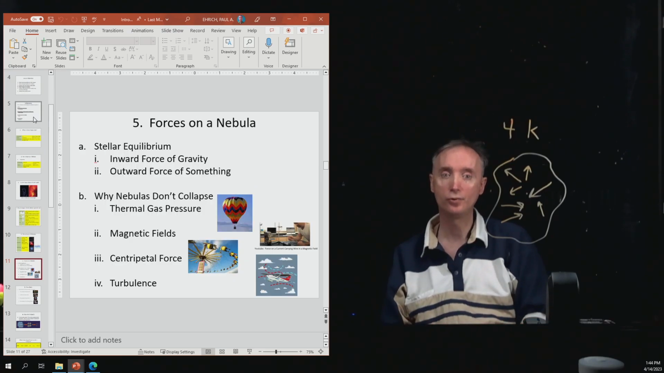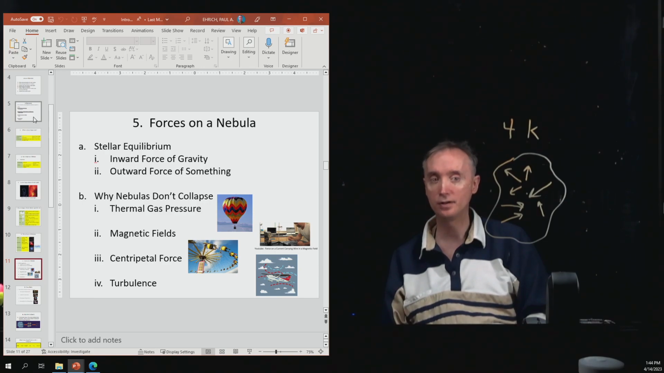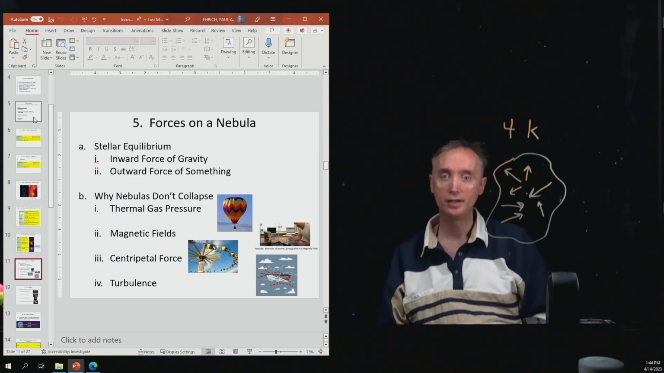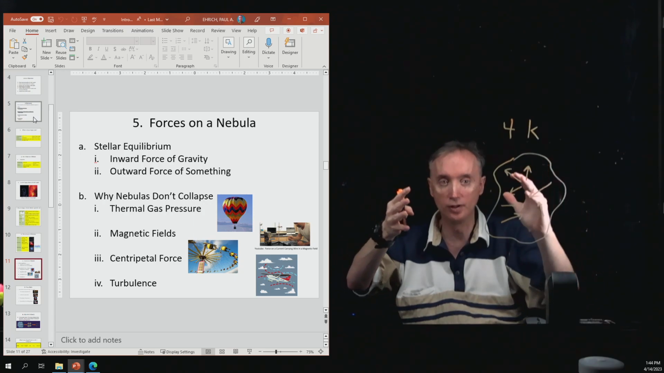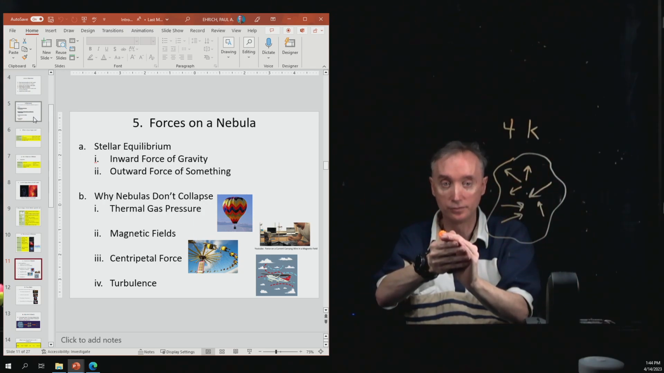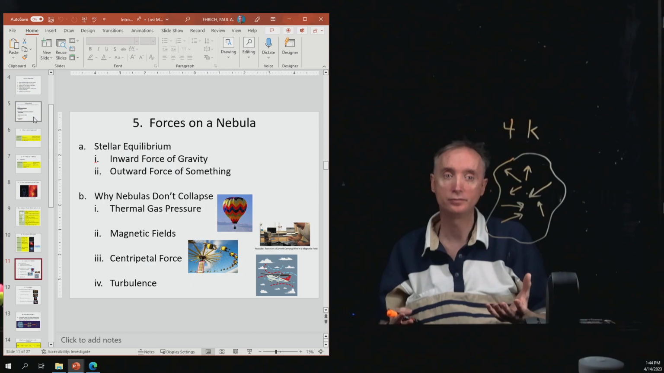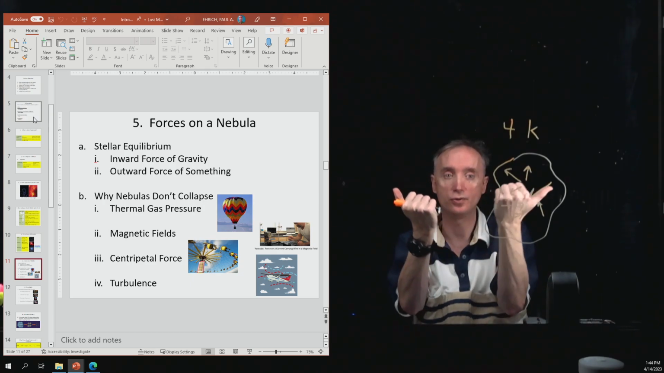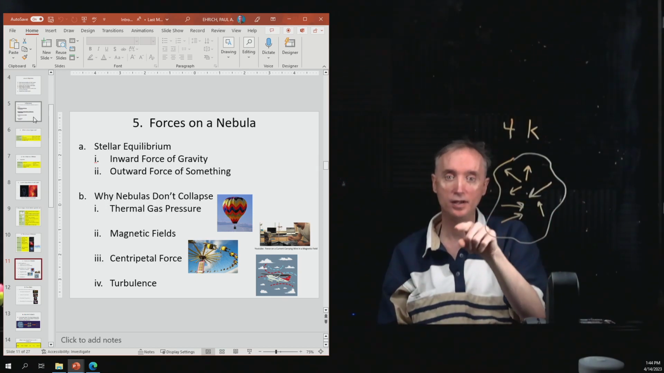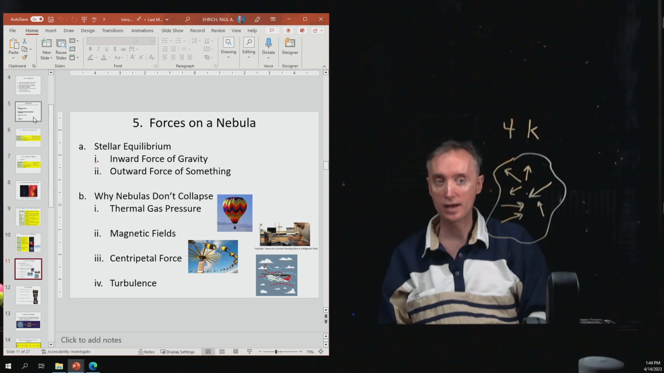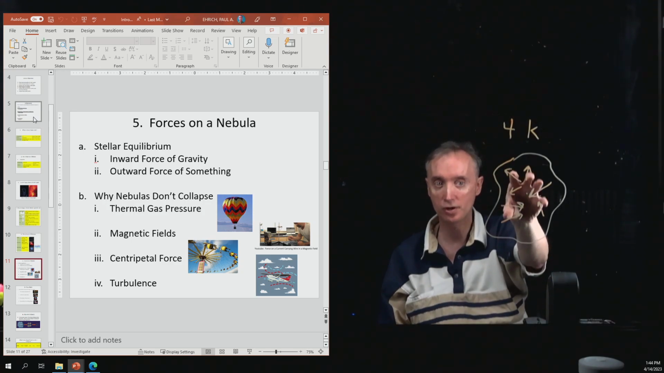Okay, this is very important. What are the forces acting on a nebula? The first one is, what's the force that's pulling the material in? That's going to be gravity. Then you have the forces that are trying to push outwards. You can see one of them is thermal gas pressure. So that's what we were just talking about.